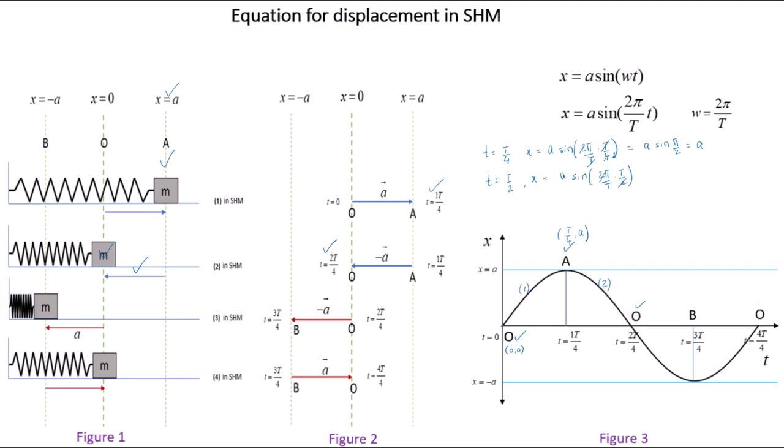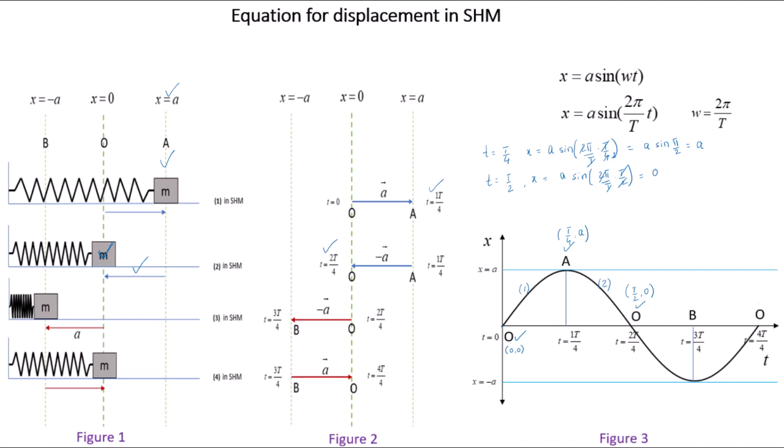So 2 and 2 cancel, T and T cancel. So sine 180 degrees, sine pi, is 0. So that will be equal to 0. And therefore, the coordinates of this point over here will be T over 2, comma 0. Now, this definitely matches the expected behavior of a simple harmonic motion. So displacement is supposed to be 0 at time T over 2.